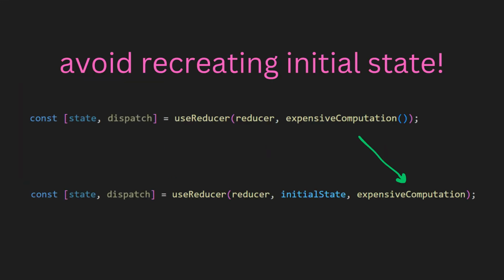If your initial state is the result of a heavy computation, you can pass the function which computes your initial state as the third argument of useReducer. This way, your initializer function won't get called on every render.